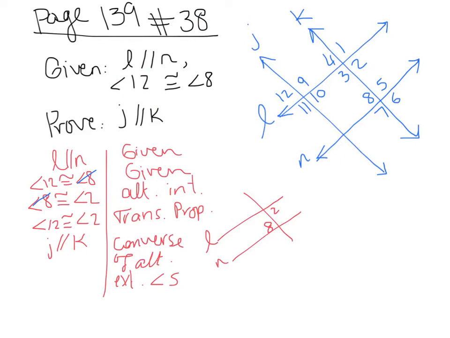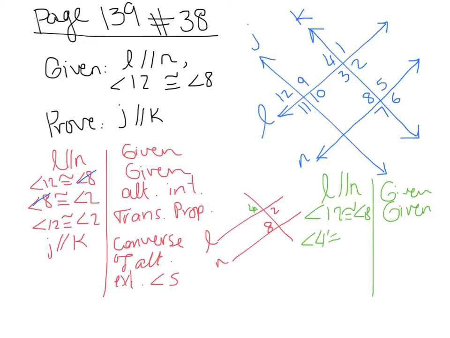So that's one way. Another way is to write the same givens, but instead of working with angle 2, I could have worked with angle 4. So I could have said that 8 and 4 are corresponding angles and therefore congruent. So I could have worked with angle 4.